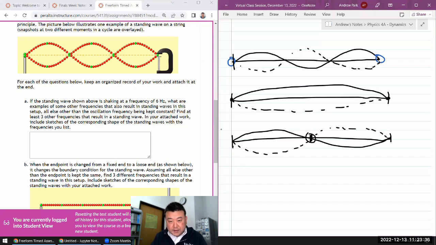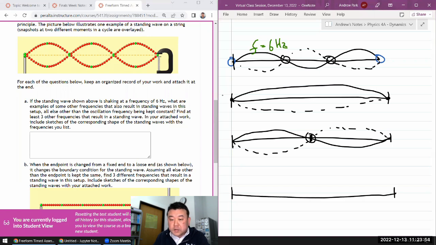With that in mind, I think this is the next harmonic with the two nodes, so I'm going to skip that. They've already given us the frequency for this one, which is 6 hertz, and we'll use that in answering the remainder of part A. Skipping that, the next one would be one where I have 1, 2, 3 nodes between the two endpoint nodes. So something that looks like this.